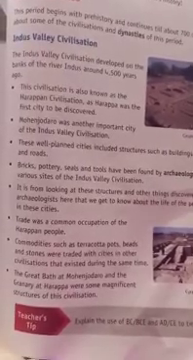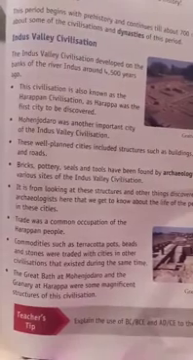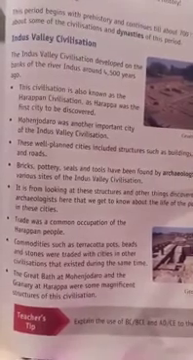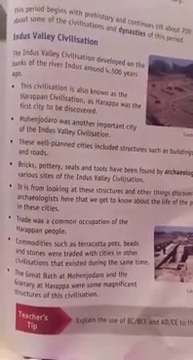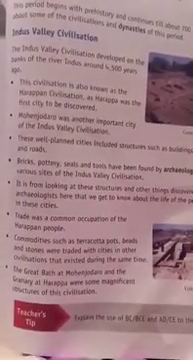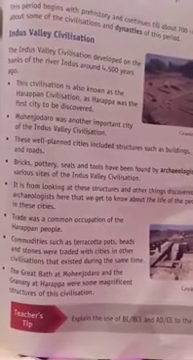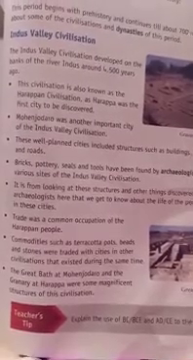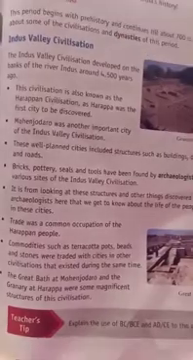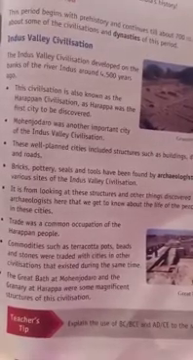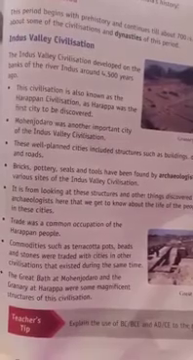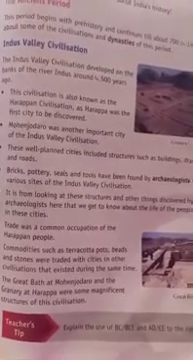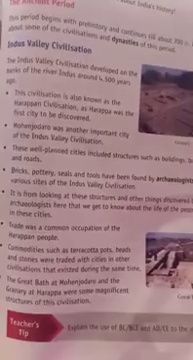Why is it called the Harappan civilization? Because it is said that Harappa was the first city to be discovered from this civilization. Later on, another important city was discovered, which was called Mohenjo-daro. This Mohenjo-daro city was also discovered in this region itself. And this Indus Valley civilization stretched from northwestern India till Pakistan.